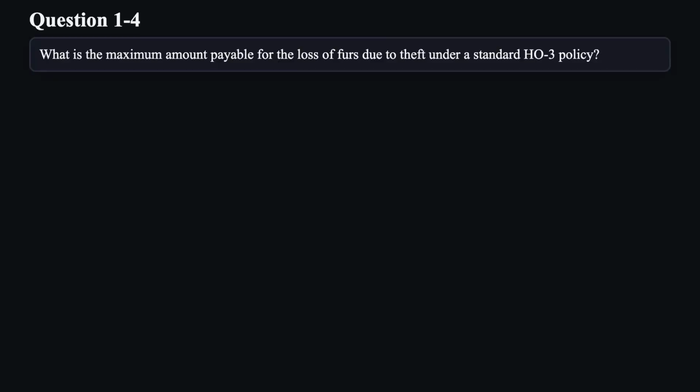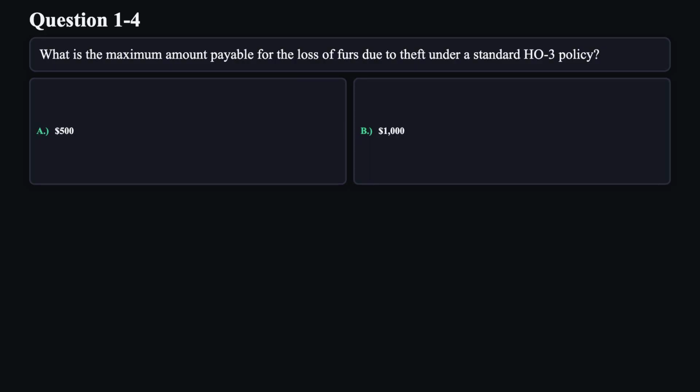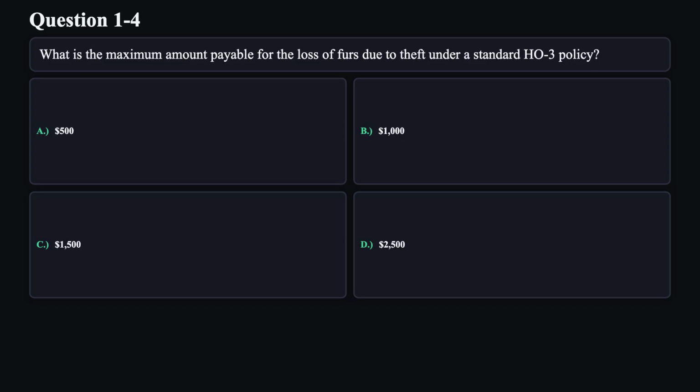Question 4. What is the maximum amount payable for the loss of furs due to theft under a standard HO3 policy? A. $500. B. $1,000. C. $1,500. D. $2,500.